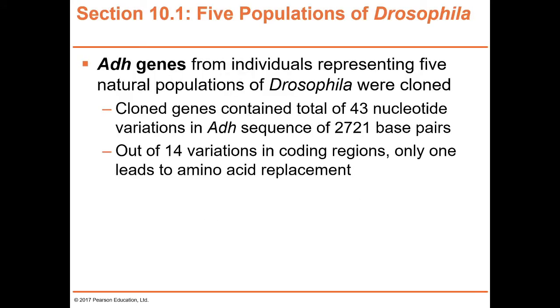The ADH genes from individuals representing 5 natural populations of Drosophila were cloned, and the cloned gene contained 43 nucleotide variations in the ADH sequence of 2,721 base pairs. Out of 14 variations in encoding regions, only one leads to an amino acid replacement.